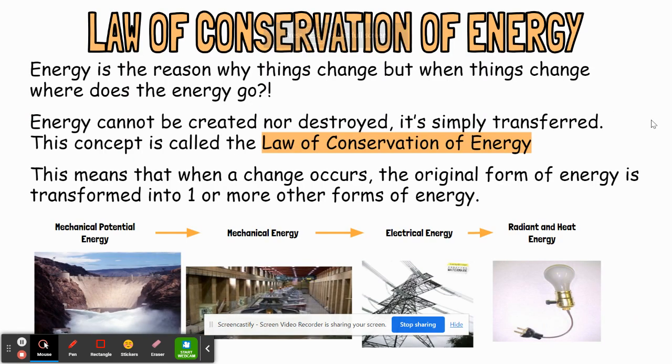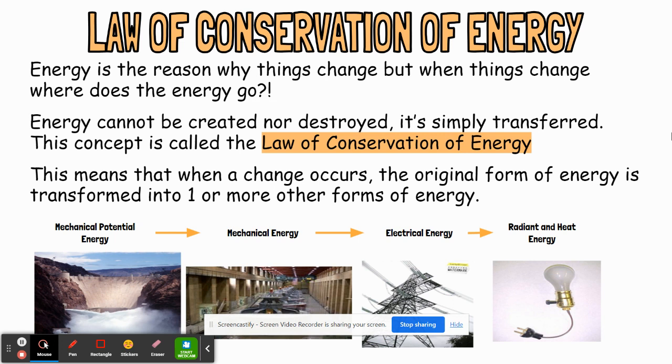Okay, so finally, we have the law of conservation of energy. Energy is the reason why things change, but when things change, where does the energy go? This next part is important. Energy cannot be created nor destroyed. It's simply transferred. This concept is called the law of conservation of energy. When energy converts from one form, it has to go into another form. And there's always some form of energy loss when it's going from one form of energy to another form of energy.